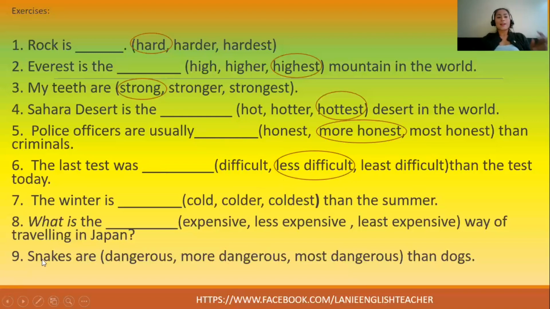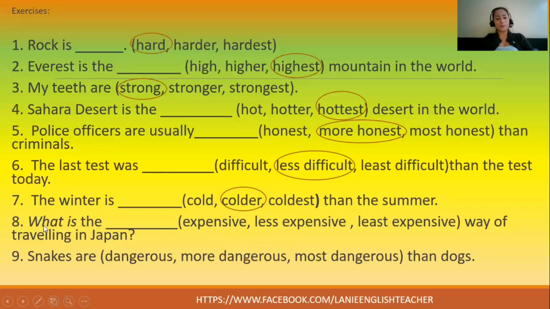The winter is blank than summer. So winter here is compared to summer. So there are two comparisons again. So another word that signals comparative degree here is than. So among the choices, cold, colder, coldest, the comparative form here is colder. So the sentence now becomes, the winter is colder than the summer. All right, am I understood?